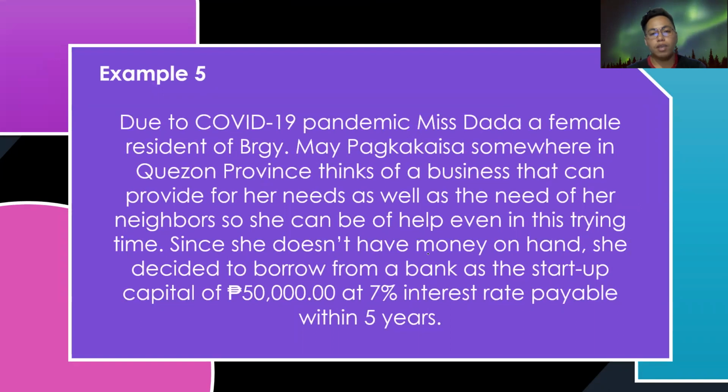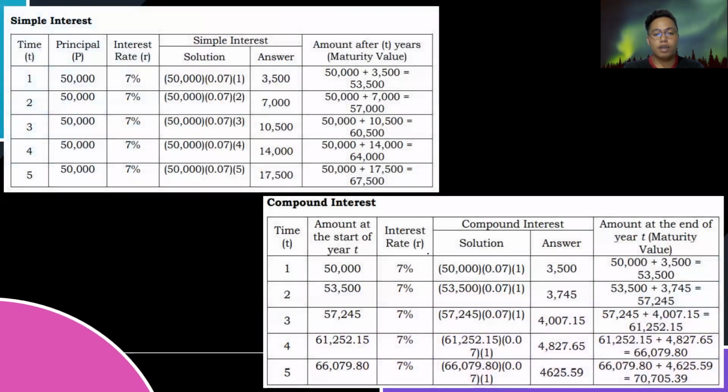Due to the COVID-19 pandemic, Ms. Dada, a female resident of Barangay May Pagkakaisa, somewhere in Quezon Province, thinks of a business that can provide for her needs as well as the needs of her neighbors, so she can be of help even in the trying time. Since she doesn't have money on hand, she decided to borrow from a bank a start-up capital of 50,000 pesos at 7% interest rate payable within 5 years. Let's take for example two banks that will offer her: the first bank is offering simple interest while the other bank is offering compound interest.